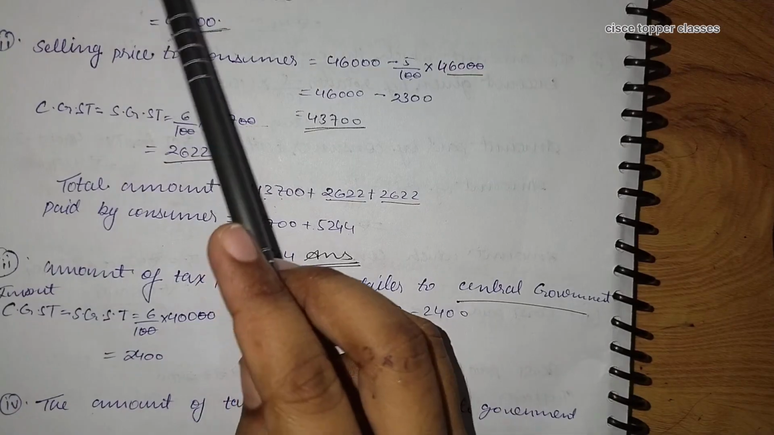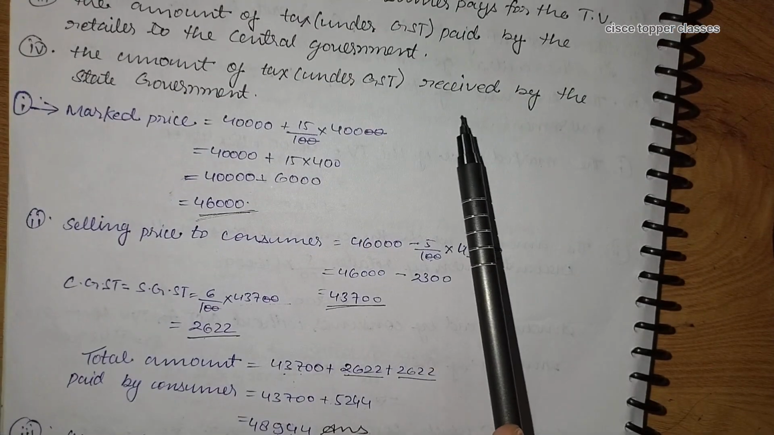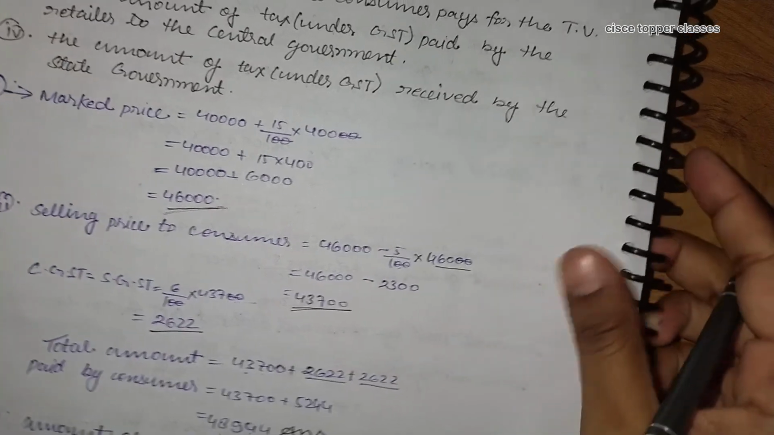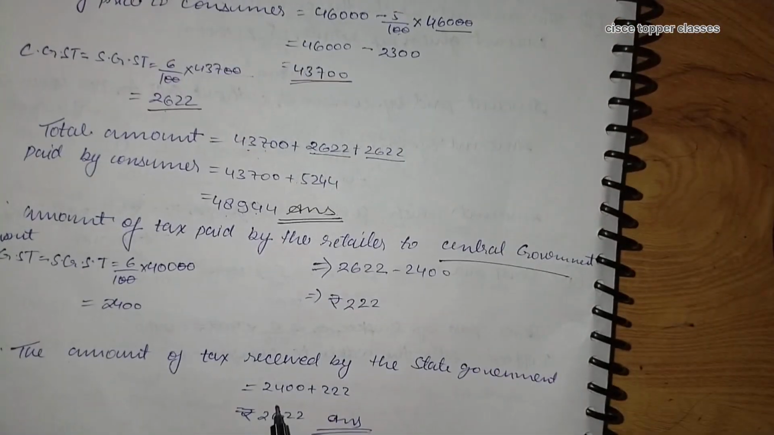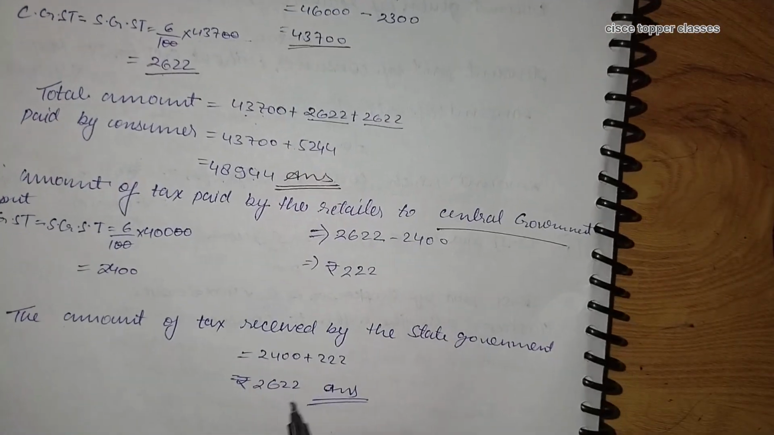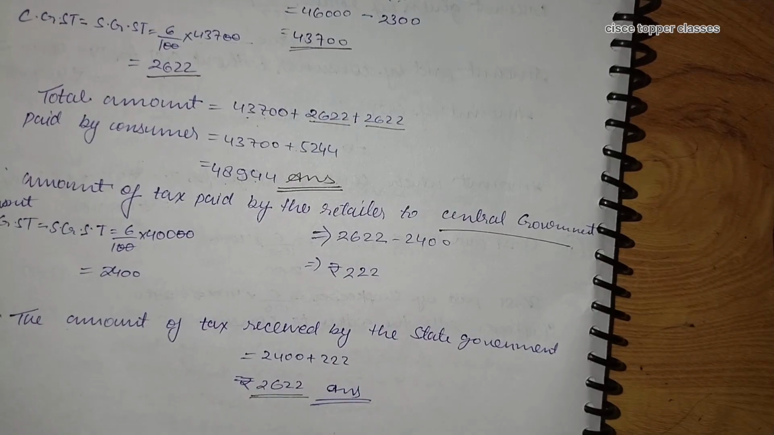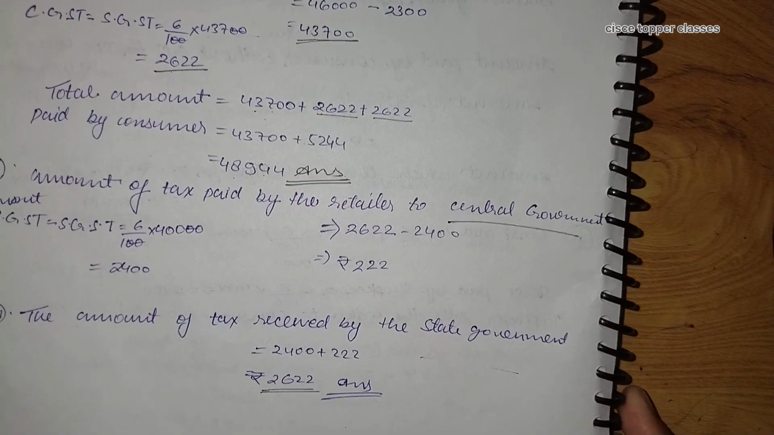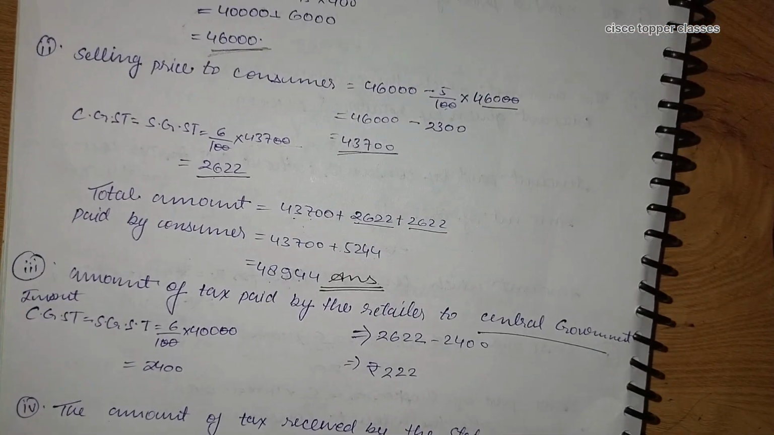Fourth part, we have to find the amount of tax under GST received by the state government. If we have to find this, the amount received by the state government will be 2400 plus 222 here. So this will be 2622, the total amount of GST or tax received by the state government here. So this is the solution of question number 11 and this is the answer here.